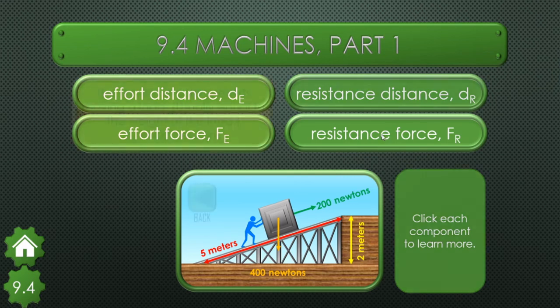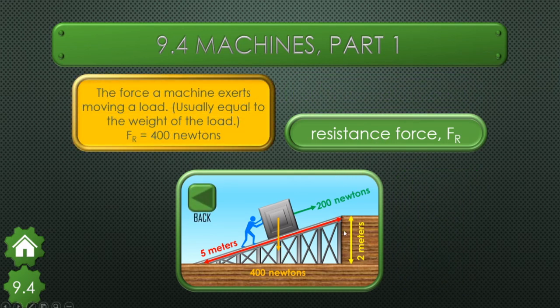And finally, the resistance force is the force that the machine has to use to move the load. The resistance force and the resistance distance will usually be in the same direction, in this case up and down. And the effort force and the effort distance are usually in the same direction, in this case along the length of the ramp. So that's how you can tell them apart.